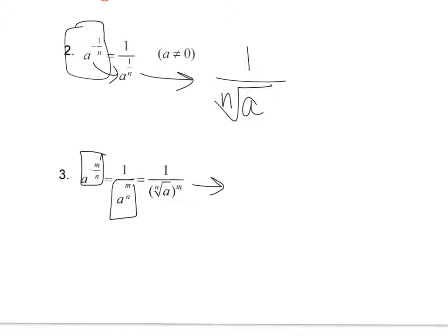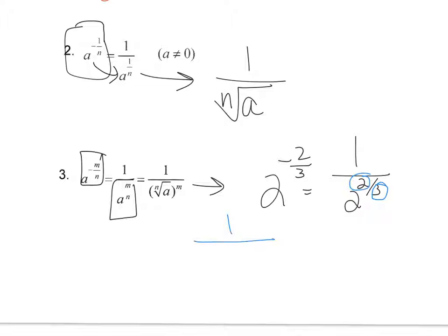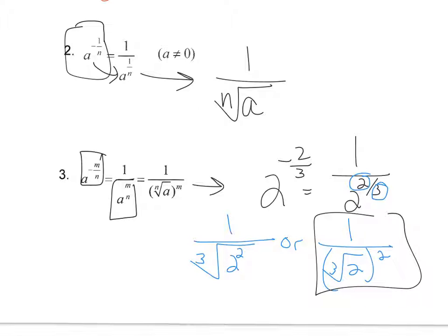A scenario for that would be like 2 to the negative 2/3. So that would be 1 over 2 to the 2/3. And then you can rewrite that. Remember, this is your radical, this is your power. So it would be 1 over the cube root of 2 squared. Or you can rewrite it as 1 over the cube root of 2, and then the whole thing is squared. Notice that's just the placement. This scenario is usually better when you evaluate, but we're just rewriting them.